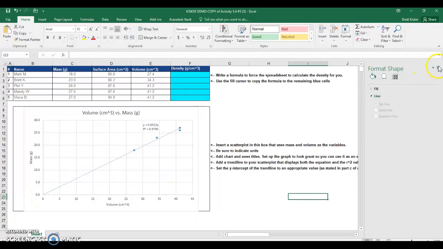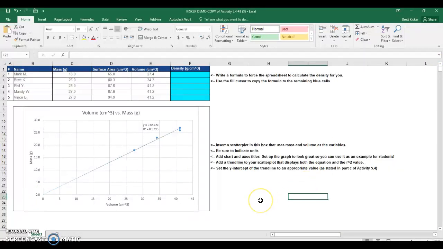So that's the creation of the scatter plot. You have now all of this stuff done, a scatter plot that uses mass and volume. We have indicated units. We've added a chart with axes titles. We added a trend line with an equation and an r squared value, and we set the y-intercept to be 0, 0. So hopefully that helps out.